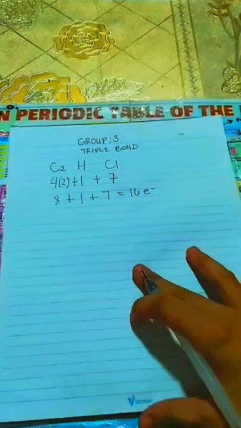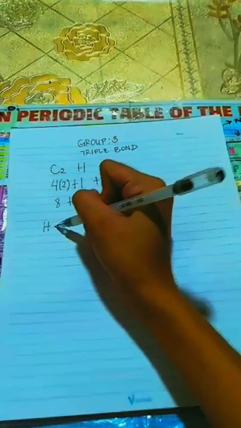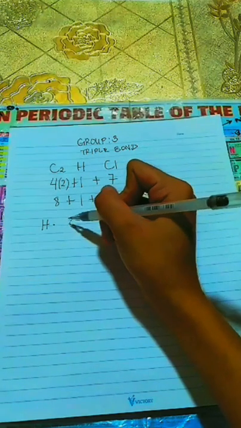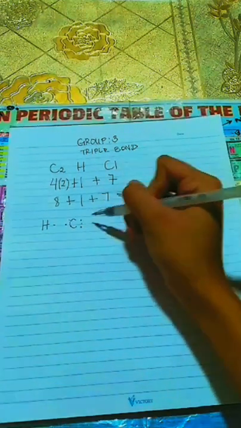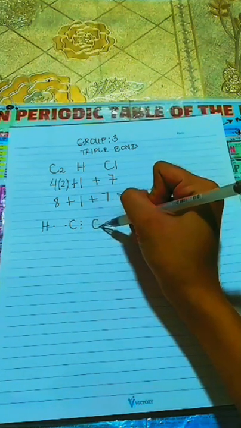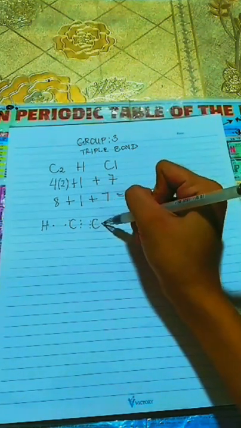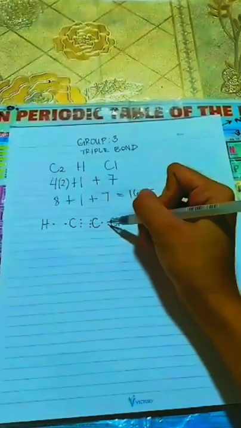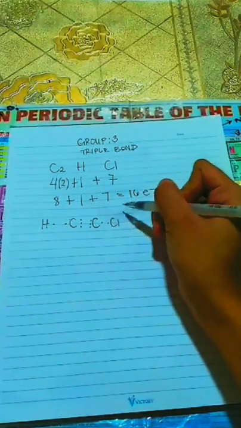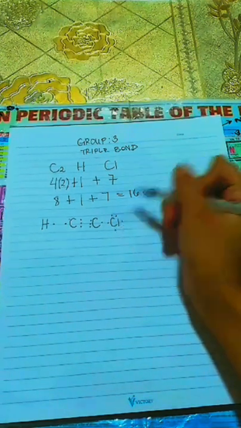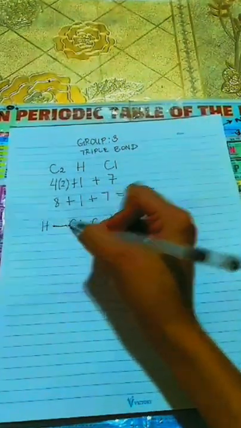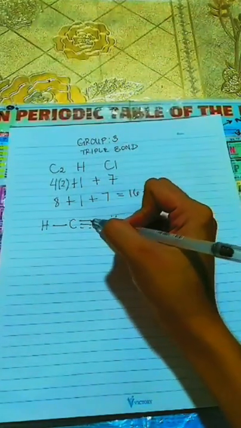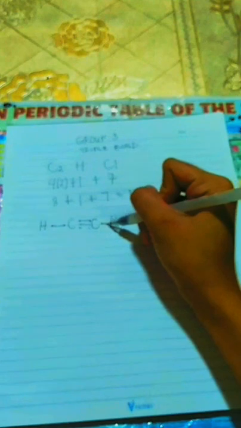I'm going to write it. I put a hydrogen with one dot because hydrogen has 1 valence electron, and the carbon has 4 electrons, so I put 4 dots, and then another carbon with 4 dots because carbon has 4 valence electrons. Chlorine has 7 valence electrons, so I put 7 dots, and I connect hydrogen to carbon with a dot, and then I connect the chlorine.